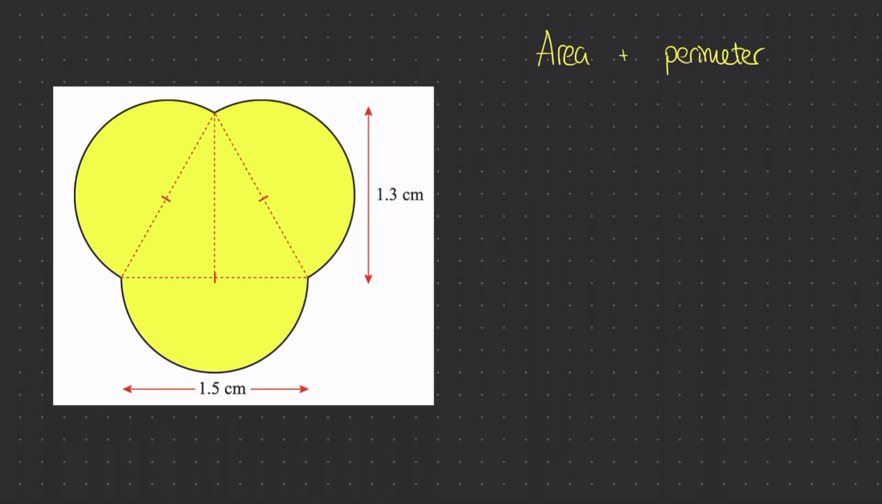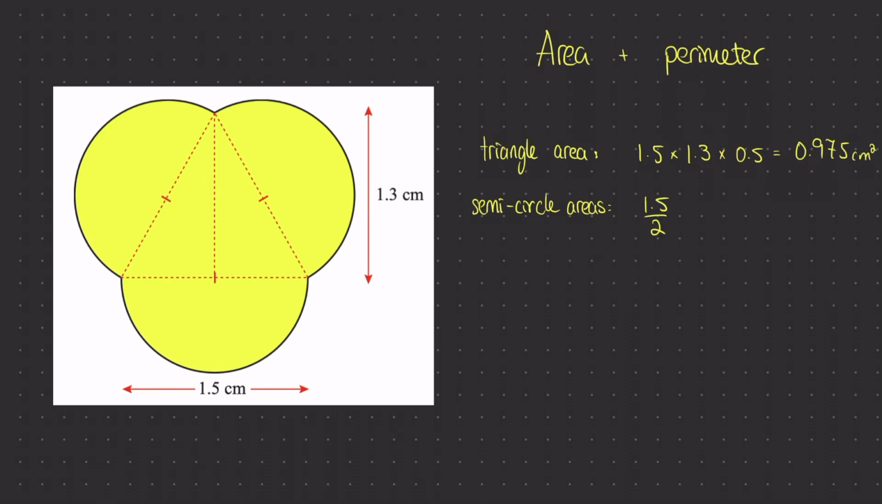So to work out the area of the triangle, we're going to do base of 1.5 multiplied by the height of 1.3 multiplied by a half. And this works out to be 0.975 centimeters squared. Now let's work out the remaining semicircle areas. So we know from the bottom semicircle that the radius of each of these semicircles is the same, and we know that the radius is going to be 1.5 divided by 2.